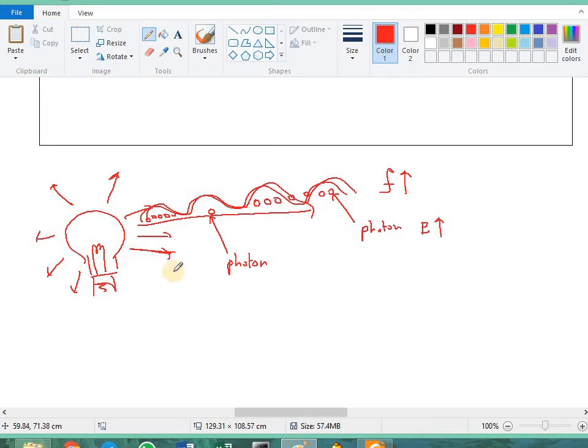So if you have a red light, the red light has a lower frequency. That means the photon of red light will have lower energy, a lower amount of energy compared to, let's say, green light. Green light has higher frequency, so the photon of green light will have more energy compared to the red light.